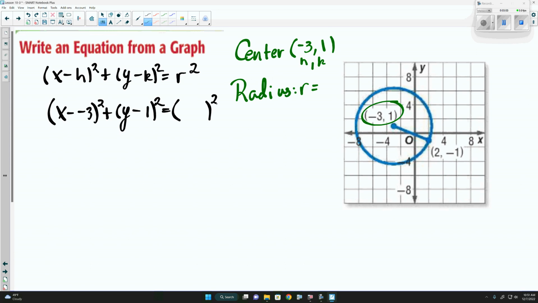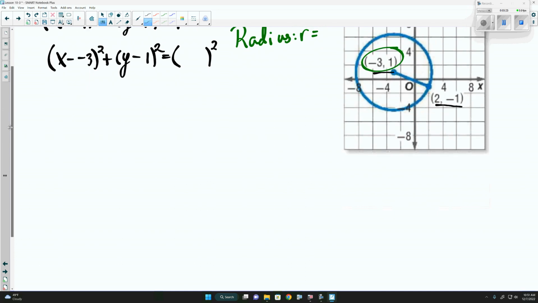Any questions on, guys, any questions on this so far? Now the only thing we need to find is the radius, and the radius is going to be the distance from the center of the circle to a point on the circle. So we have the center, -3, 1, and we do have a point on the circle, so we just need to find the distance between those two points.